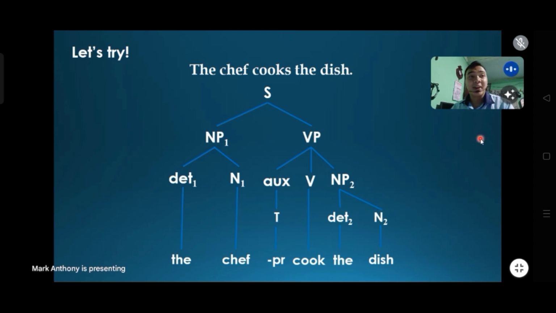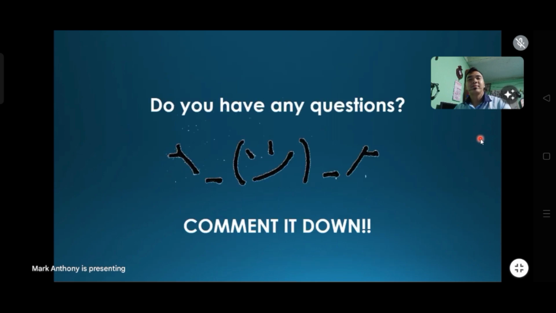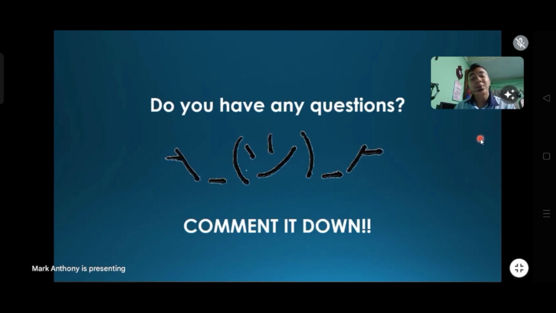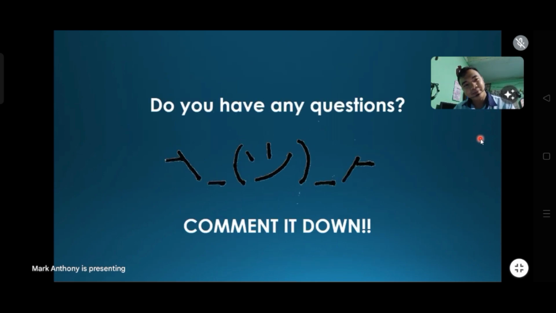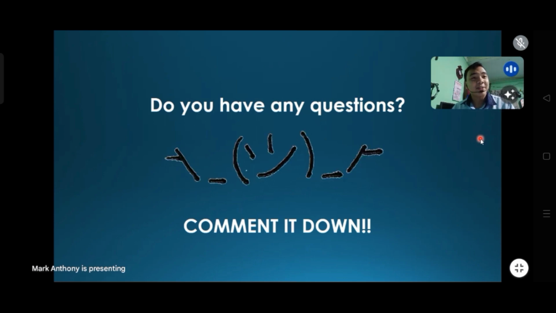I hope that you've got all correct answers in writing the phrase structure tree. So, do you have any questions? You can comment down below and I'll be glad to answer all of them.